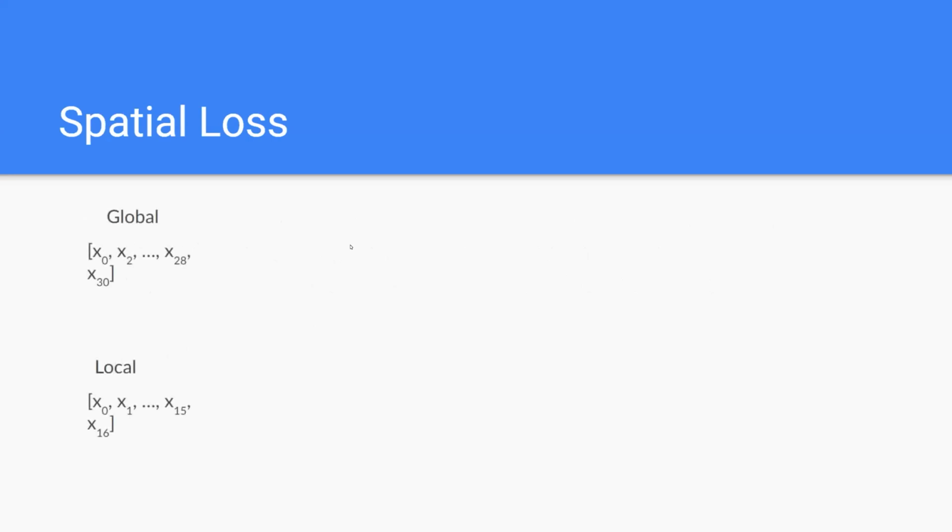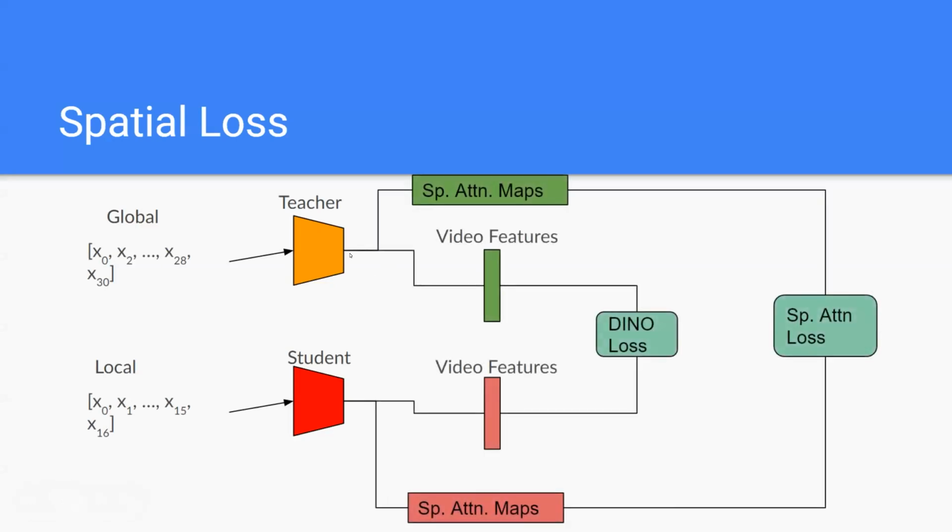The way this would work is that we'd have the global crops and the local crops, which are sent to the teacher and the student, just like in DINO. And then from there, we get the spatial attention maps from the spatial attention portion of ViViT and send that off to a spatial attention loss. And the video features will then be generated to get the spatial temporal loss using DINO's original cross entropy method. And of course, these losses are backpropagated through the student only, and the teacher is updated through EMA.